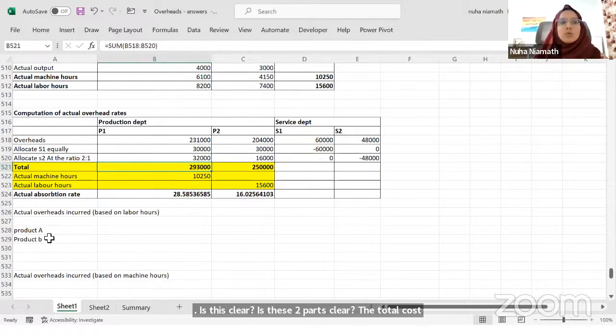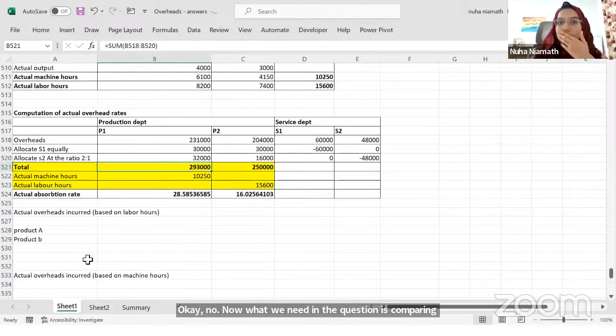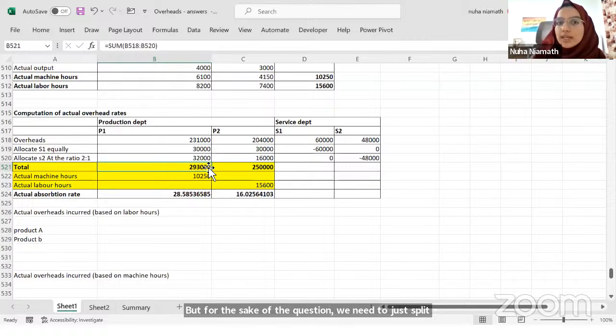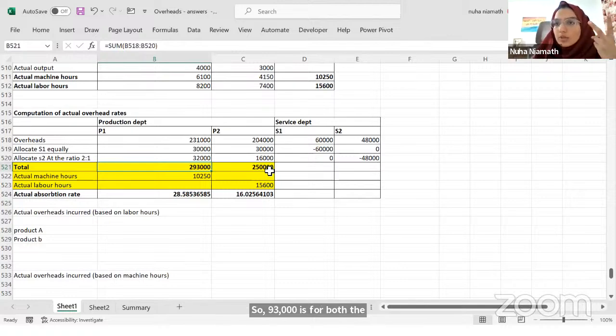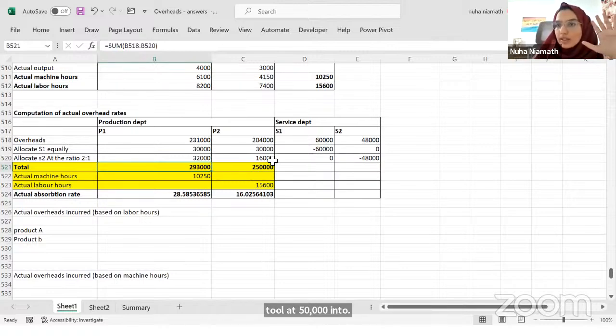Okay, great. Now what we need in the question is comparing the budgeted with the actual. But in actual, technically we just need the 2,93,000. But for the sake of the question, we need to split it into the two products, product A and product B. So 2,93,000 is for both products, and 2,50,000 is for both products. So now what we're doing is nothing but splitting this 2,50,000 into the two products. Is it clear what we're doing now? Just for presentation purposes.